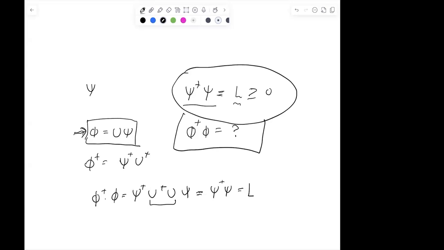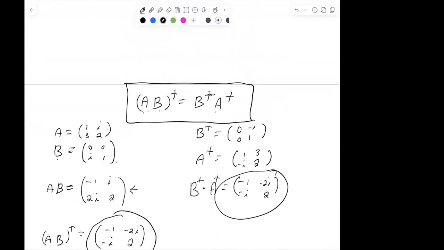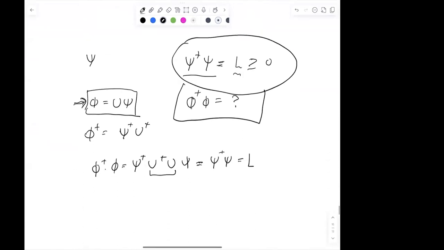But what is phi conjugate? Oh, that's very easy. Remember that I gave you a formula before. If you want to conjugate the multiplication of two matrices, just conjugate each one of them and multiply them the other way around. So this is what happens here. Phi is equal to u times psi, but phi conjugate is equal to doing the conjugate on each one of them and doing it the other way around. So this is now phi dagger or phi conjugate.